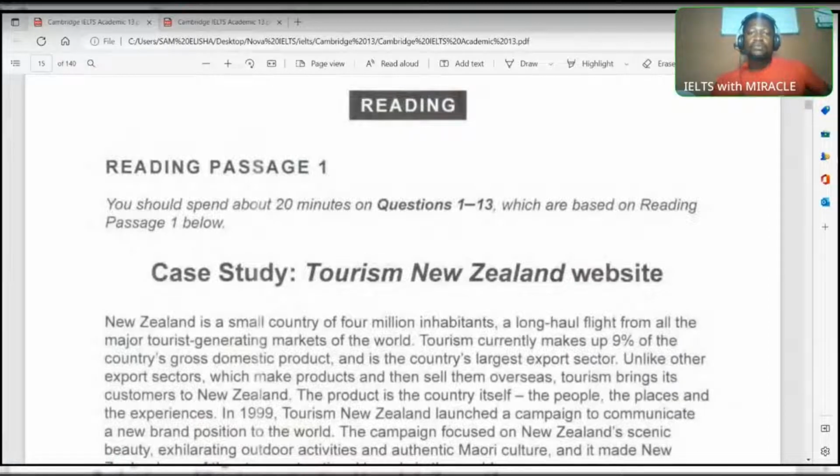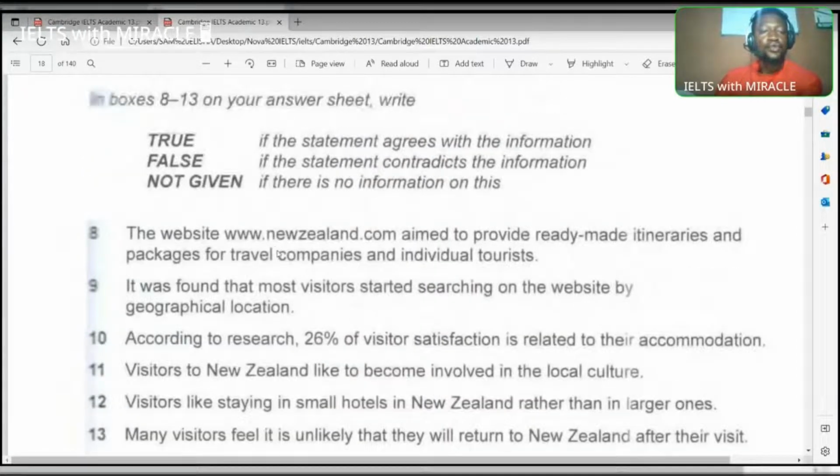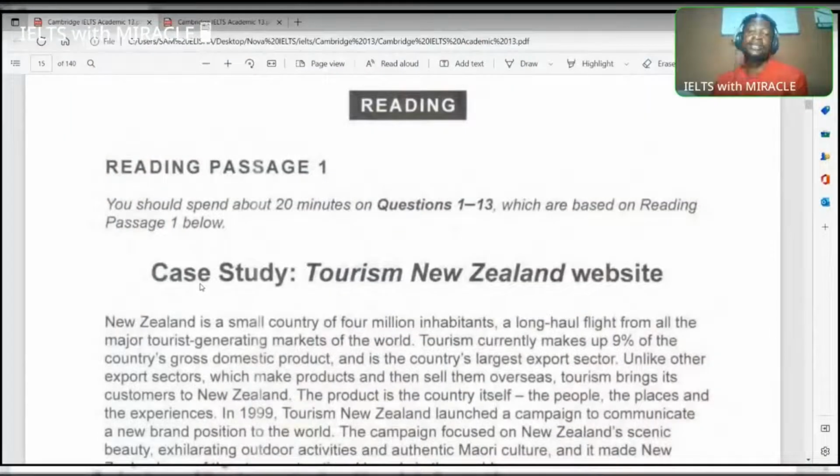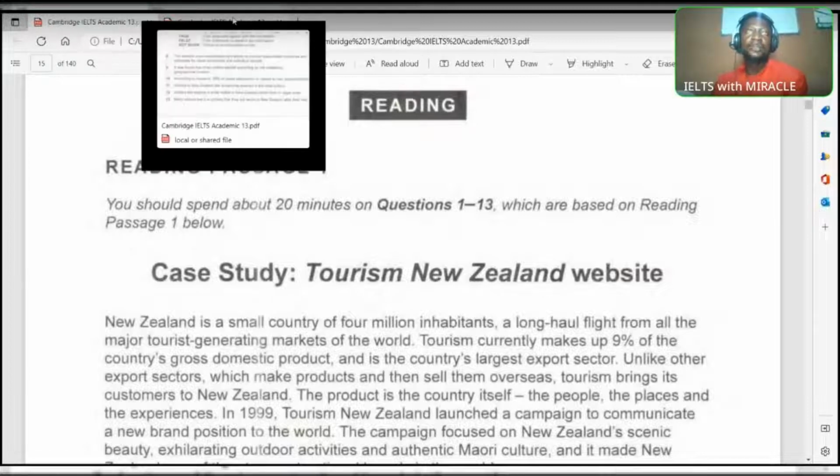Now, we'll be looking at true, false, not given. This is from Cambridge 13 Test 1, and there are 6 questions in this test. The passage is titled Case Study Tourism New Zealand Website, right?